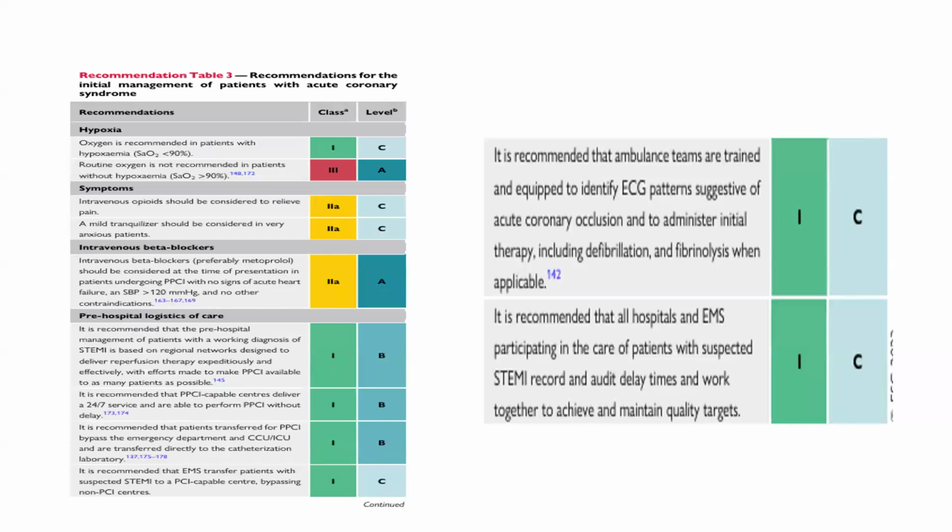So, recommendations for initial management of patients with ACS. Oxygen is recommended in patients with hypoxemia, that is, O2 saturation less than 90%. Routine oxygenation is not recommended in patients without hypoxemia. Intravenous opioid should be considered to relieve the pain. Mild tranquilizer should be considered in very anxious patients. Intravenous beta blocker should be considered at the time of presentation in patients undergoing PCI with no signs of acute heart failure, SBP more than 120, and no other contraindication.